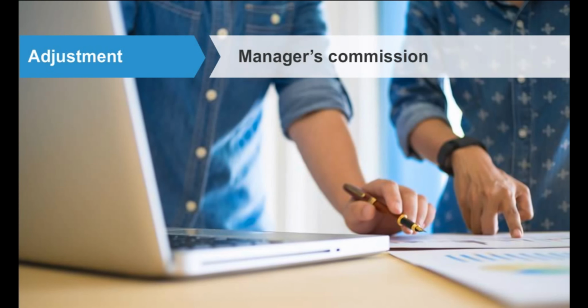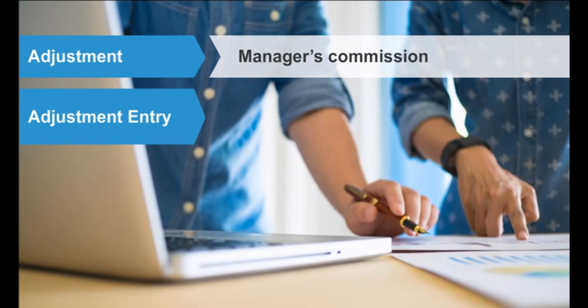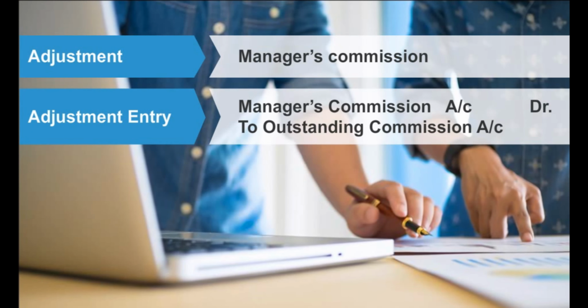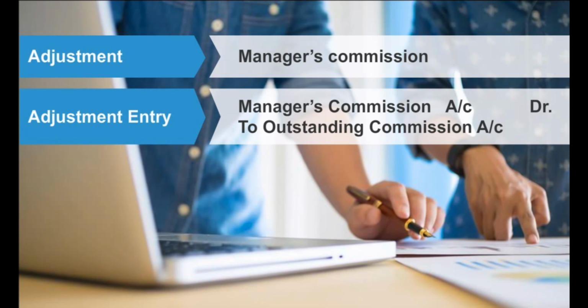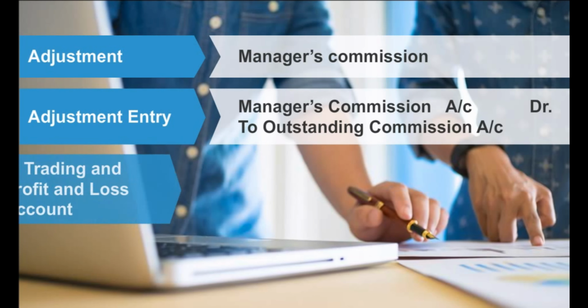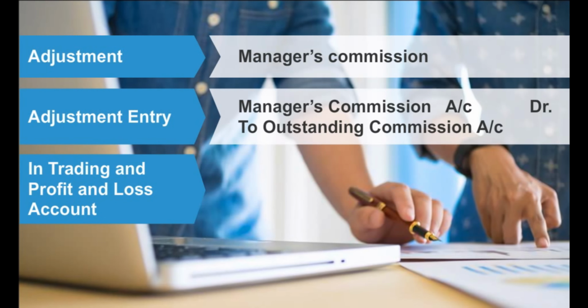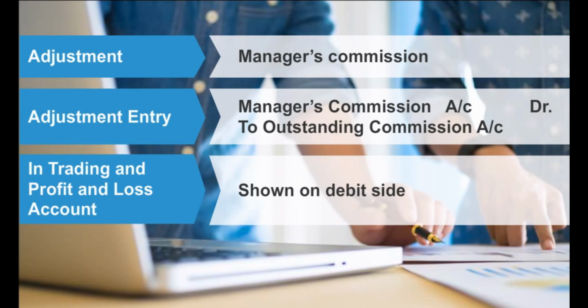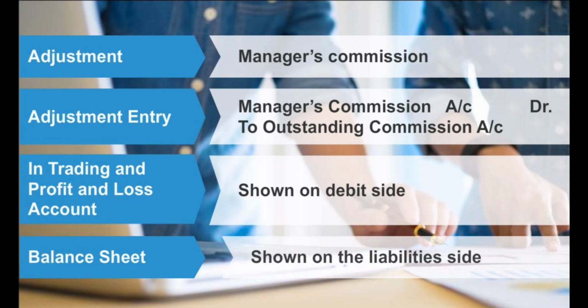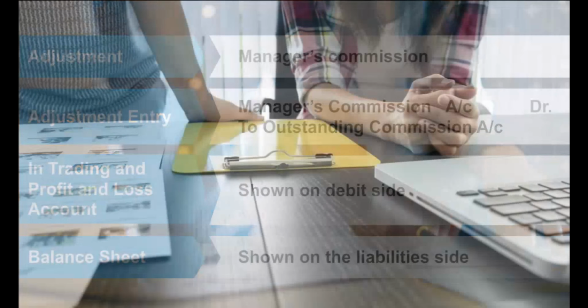Adjustment: manager's commission. Adjustment entry: manager's commission account debited to outstanding commission account. In the trading and profit and loss account, it is shown on the debit side. In the balance sheet, it is shown on the liability side.